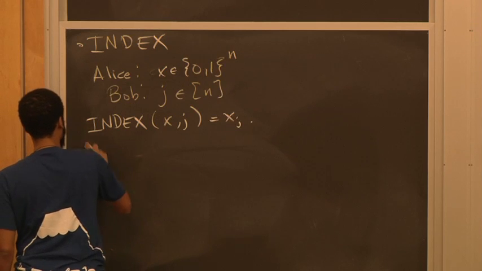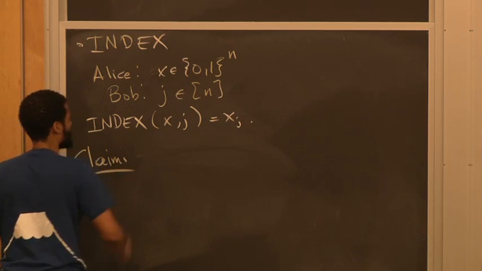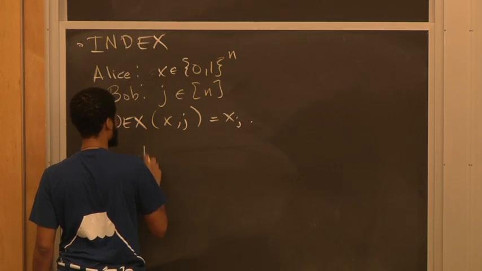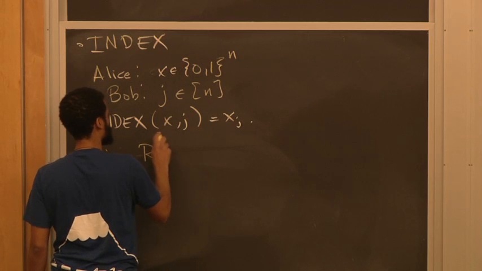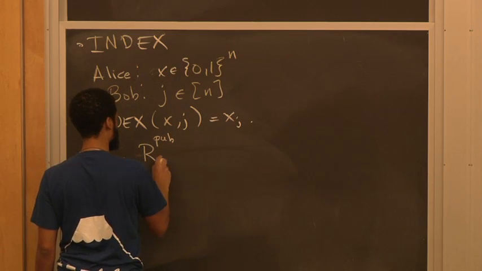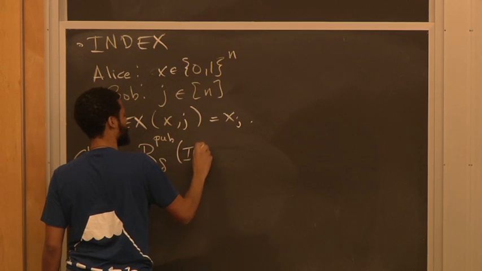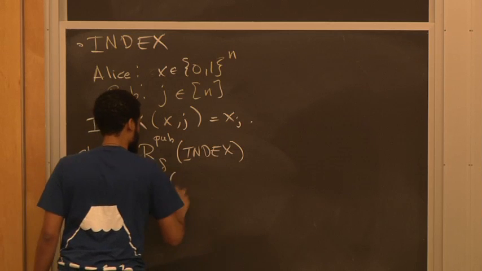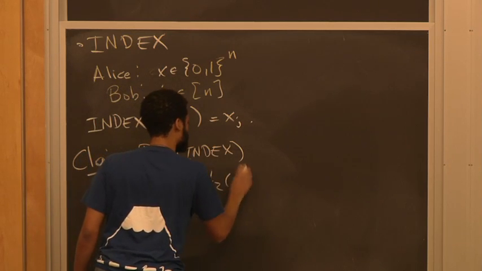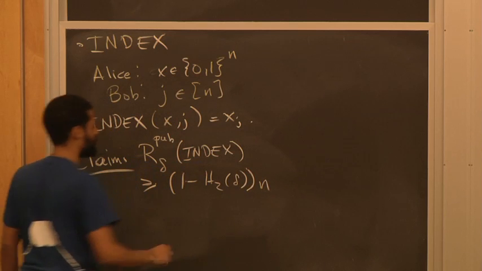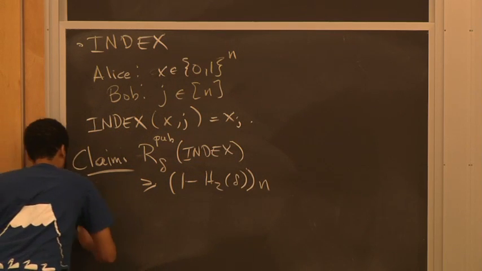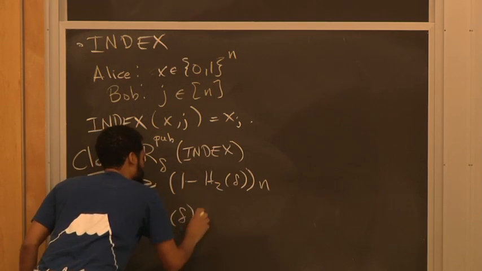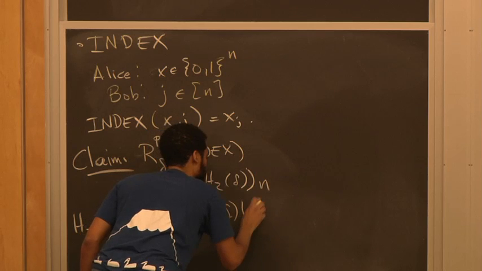And the claim is that the public-coin one-way delta-error communication complexity of index is at least (1 minus h2 of delta) times n, where h2 is the binary entropy function. So h2 of delta is defined to be delta log delta plus (1 minus delta) log (1 minus delta), with a negative sign.